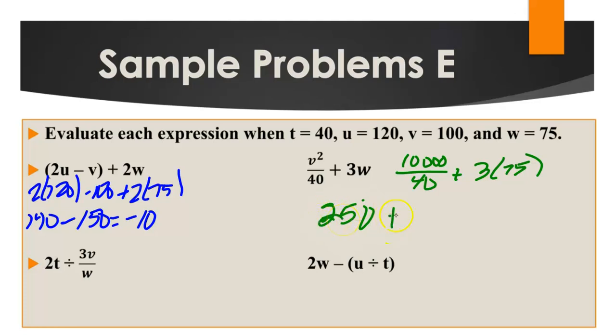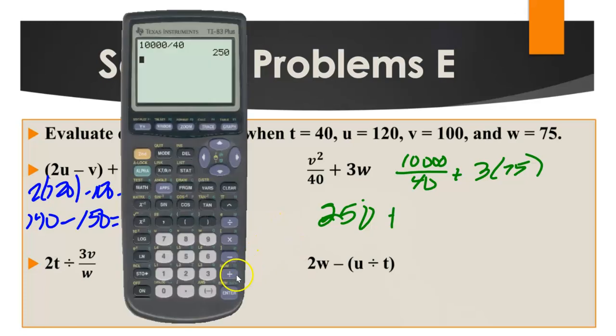And we're going to add. So we'll grab our calculator again. To that one, we're going to add 3 times 75. That gives us an answer of 475.